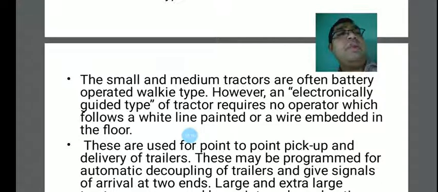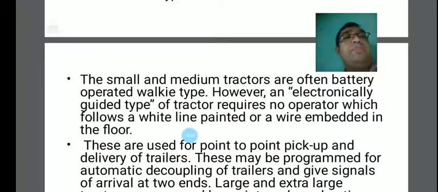There is no operator required to operate these tractors, and this is the automatic type. No person needs to be concentrated on operating it; it transfers loads automatically.